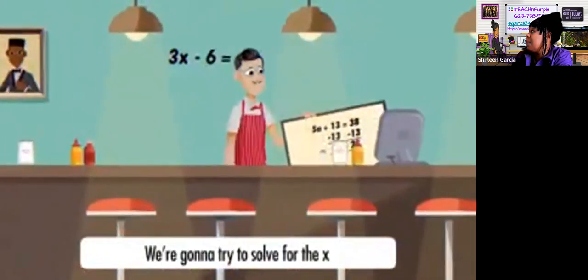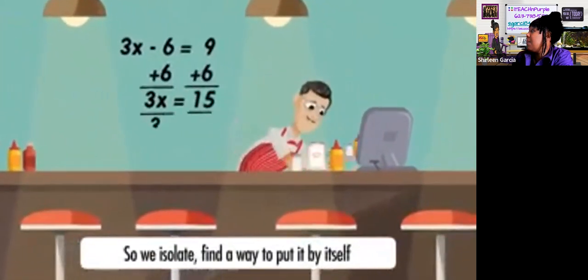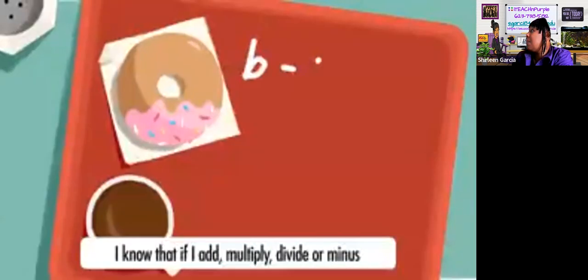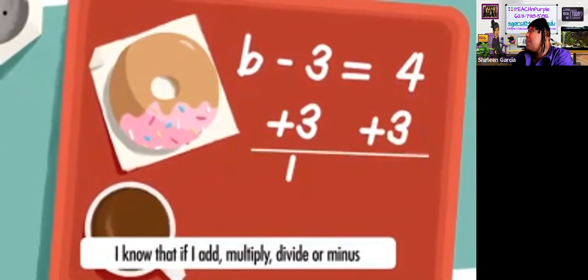We're gonna try to solve for the X, so we isolate. Find a way to put it by itself. I know that if I add, multiply, divide, or subtract, to make it equal I gotta do it to the other side as well.